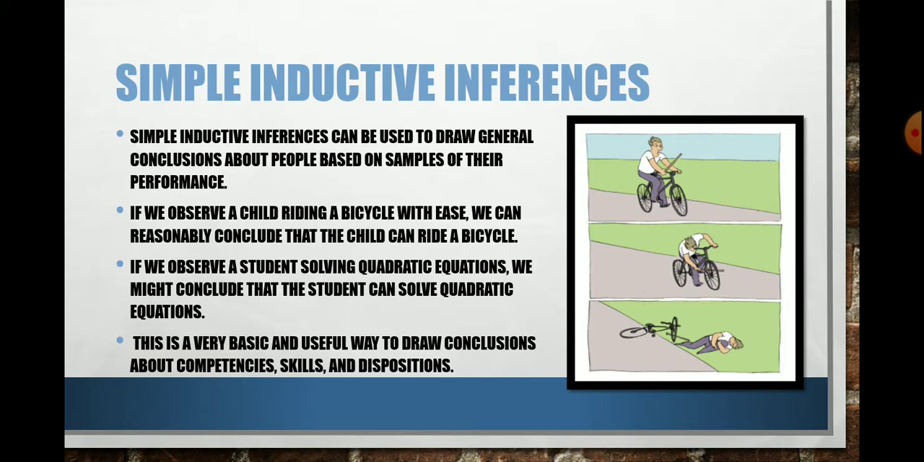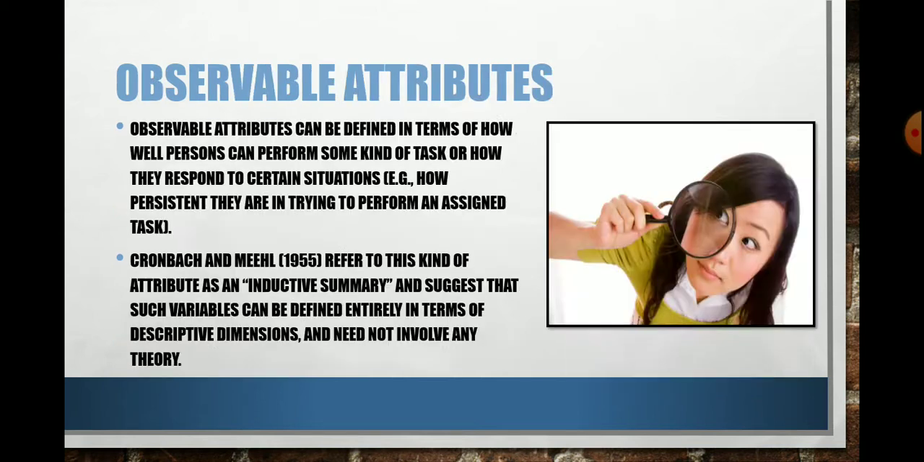Okay? So, again, a child knows how to solve quadratic equations. Quadratic equations is part of math. So we cannot say that the child is very good at math. Okay? But again, the keyword here is the word basic. So it is just a basic way of drawing conclusions based on what we have observed. Okay, so I guess let's proceed.